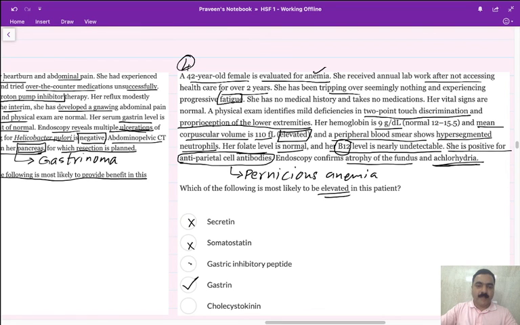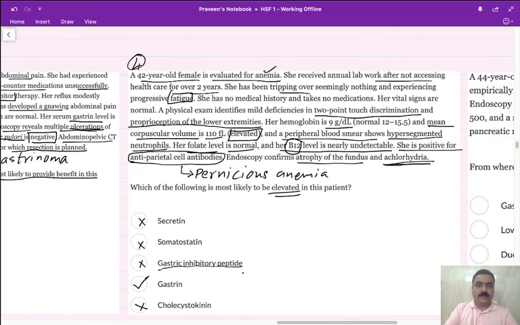GIP, no. GIP has some other role. Gastric inhibitory peptide helps for what? It helps in inhibiting the gastric motility and the gastric secretion, and inhibits the gastrin. In addition, the gastric inhibitory peptide, otherwise called gastric insulinotropic peptide, can stimulate the pancreas. But in this case, this is not the option. And CCK, no, has nothing to do with that. So it is the achlorhydria that is causing the gastrin to be increased. So that is elevated in this patient.